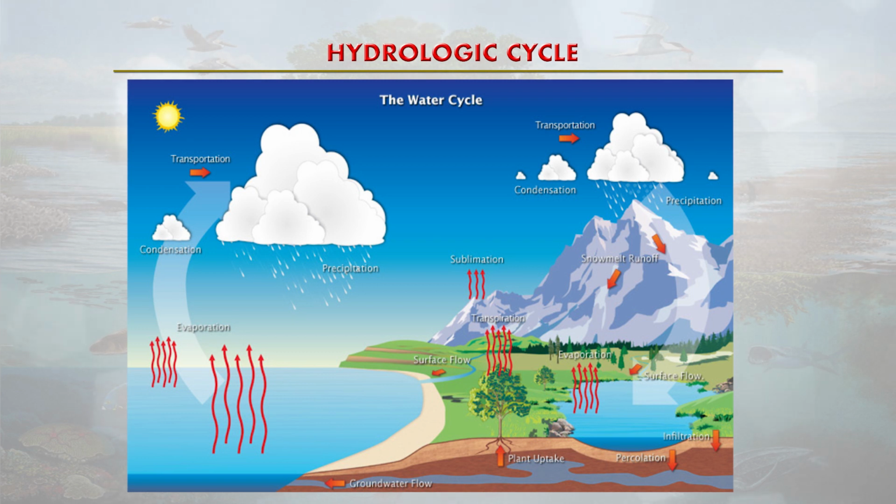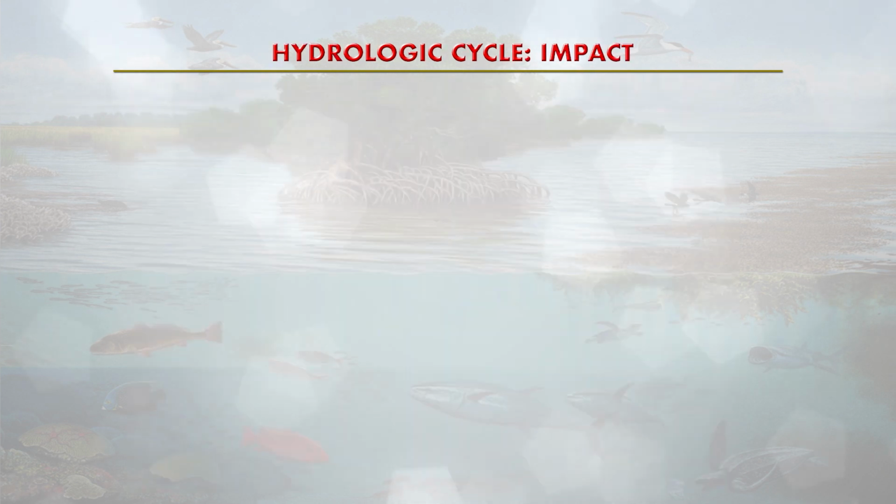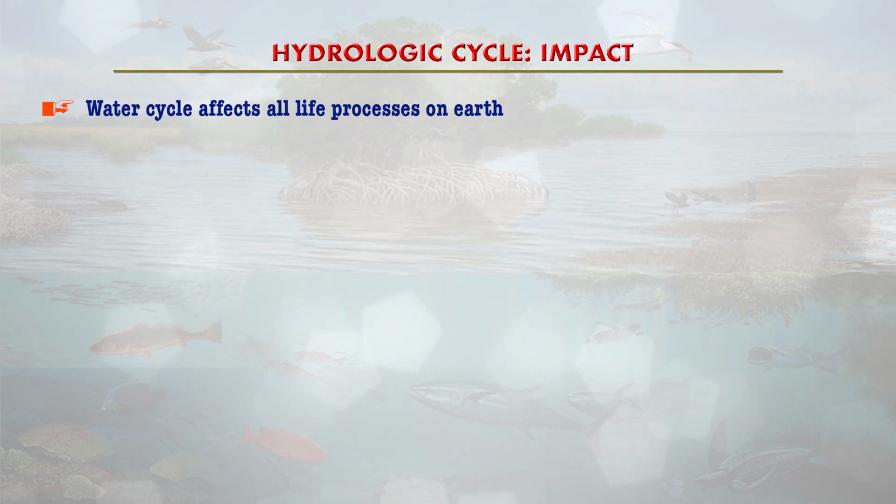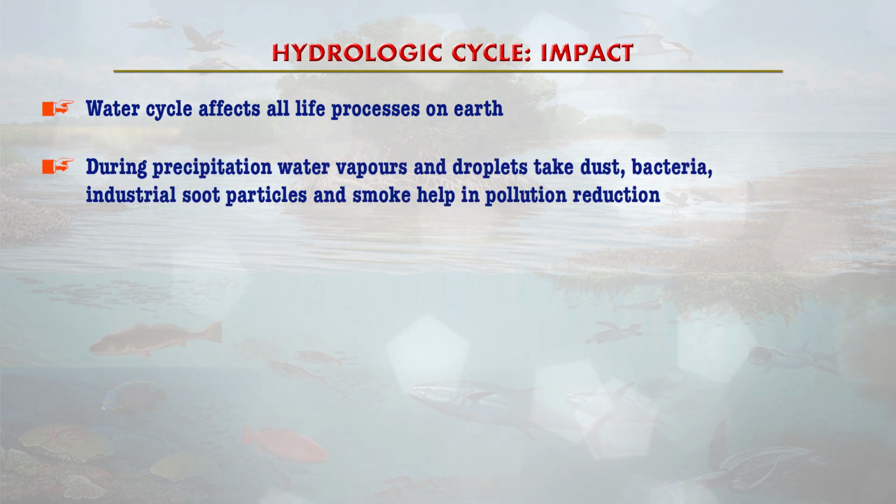So by this hydrologic cycle, we are able to get back whatever was being lost in the form of vapors. What is the impact of the hydrologic cycle? See, the water cycle affects all life processes on earth. During precipitation, water vapors and droplets take dust, bacteria, industrial soot particles and smoke that help in pollution reduction.